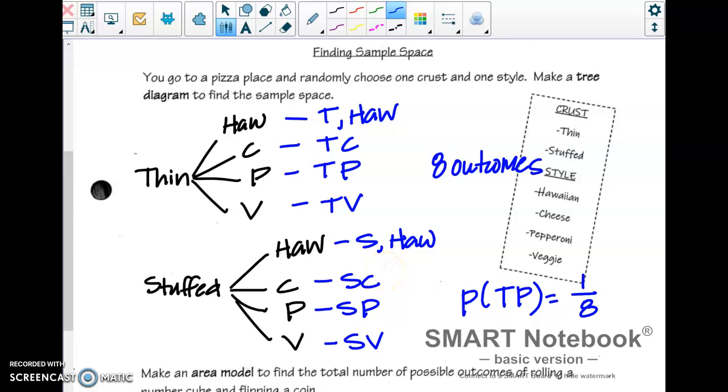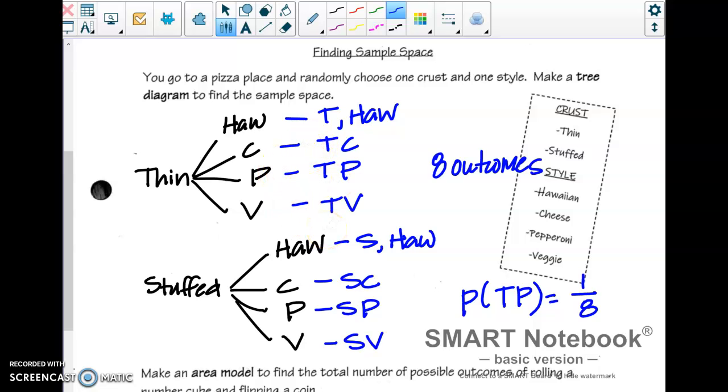Tree diagrams are great when you have 2 things, 3 things, when you have more than 2 things, because you could just keep going. Maybe there's another like dessert option. I could get dessert with each of these. Then I could just keep going and draw another branch from each of those options.